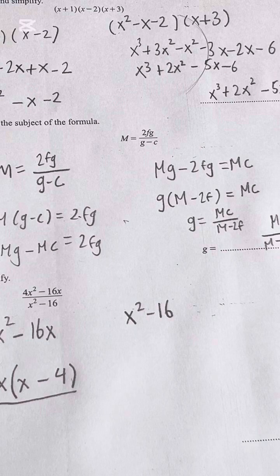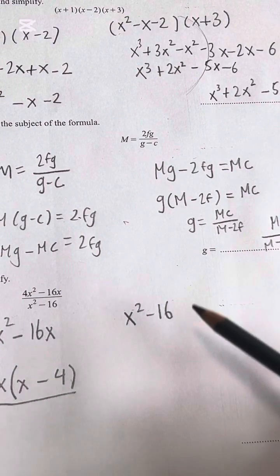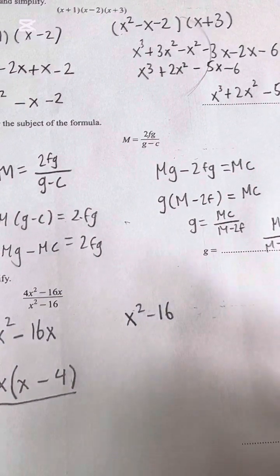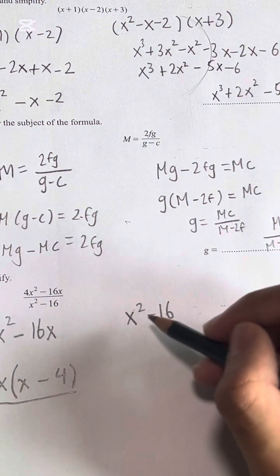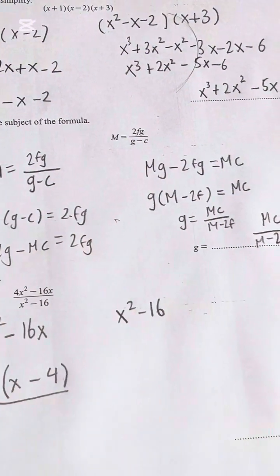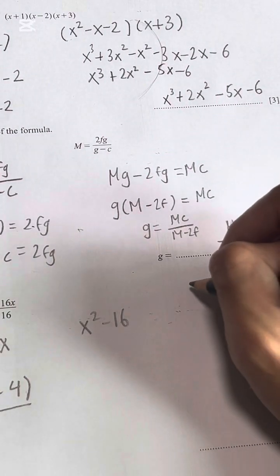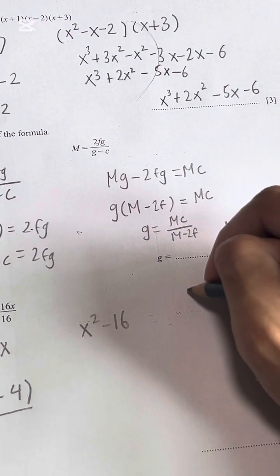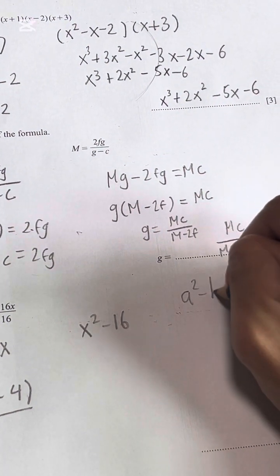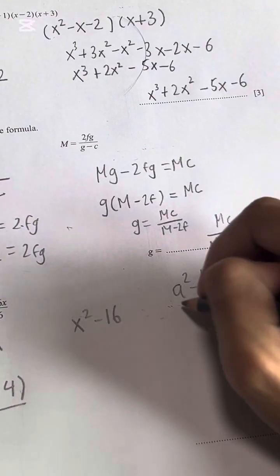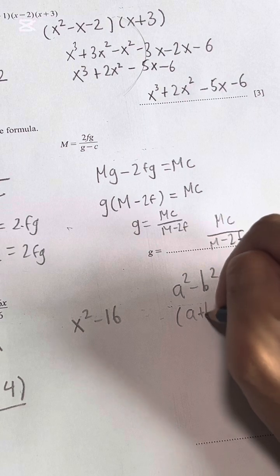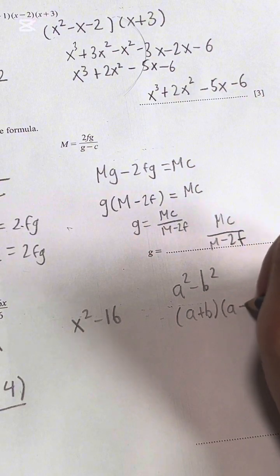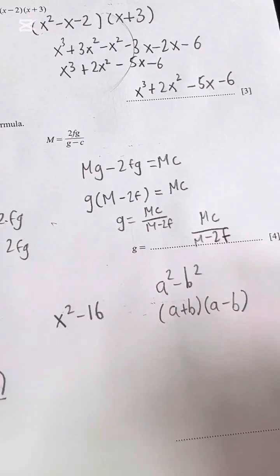Now immediately what I notice is that this reminds me of the difference of two squares. The difference because there's a minus here, and two squares because x squared is a square number and 16 is a square number. So there is a rule for the difference of two squares where if we have a squared minus b squared, then the way that you factorize this is a plus b times a minus b is the factorized form.